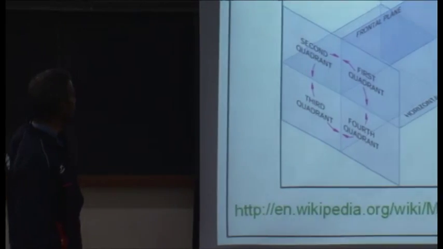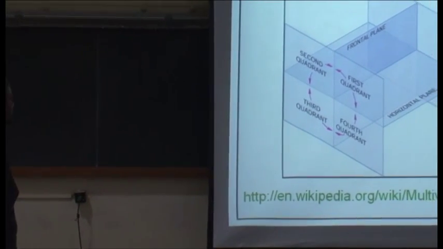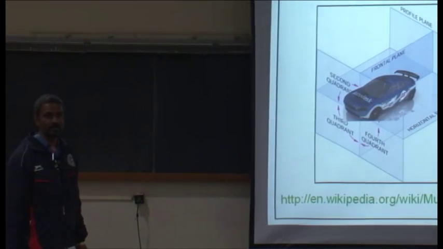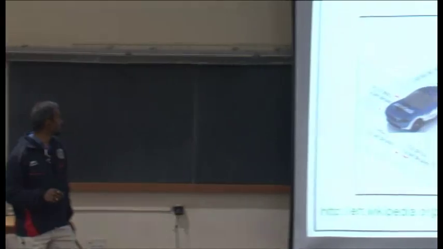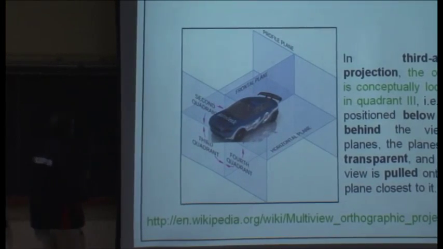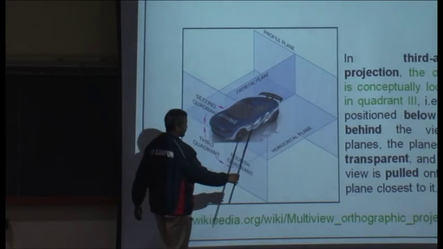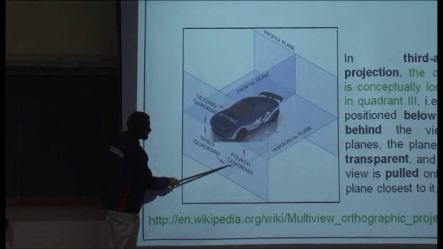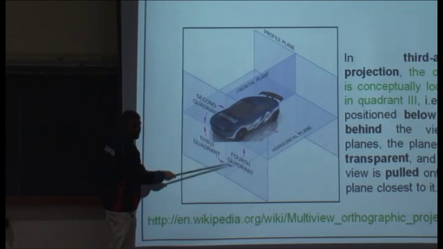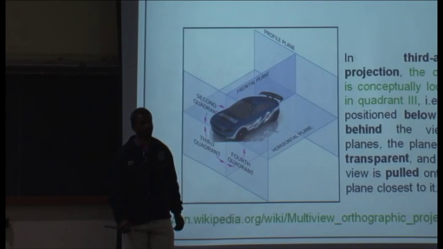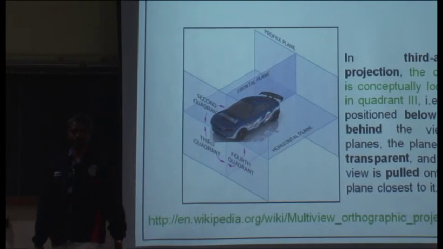In third angle projection, the object is conceptually located in quadrant 3. Forget the rest of the text. Look at the car. Once again, you're looking at the object from the right. You're standing here, but it is this plane which is intercepting your view. In a sense, this plane is in between the object and yourself.